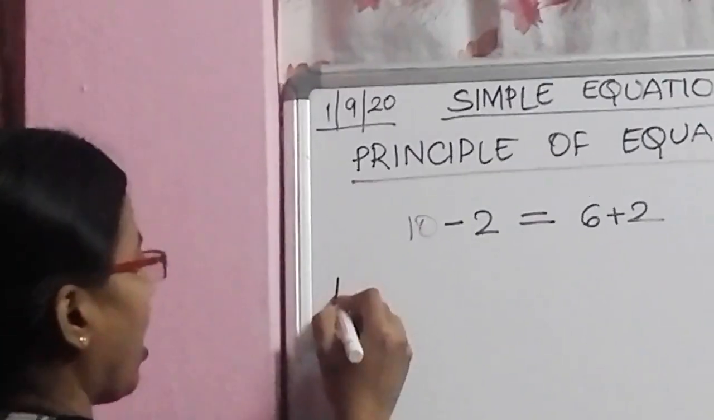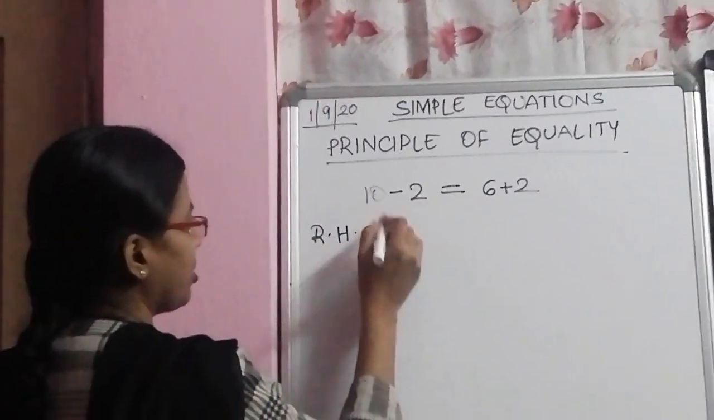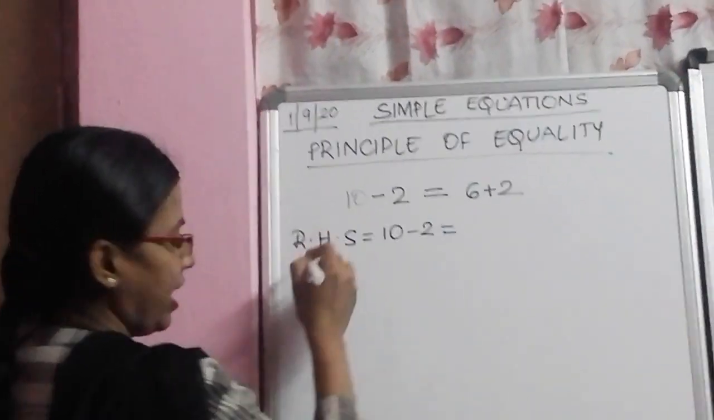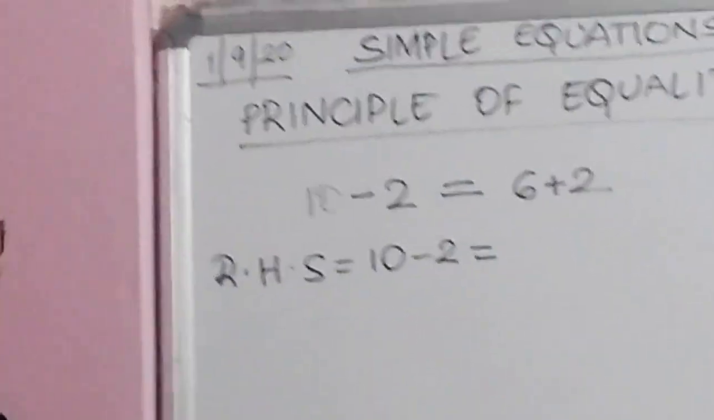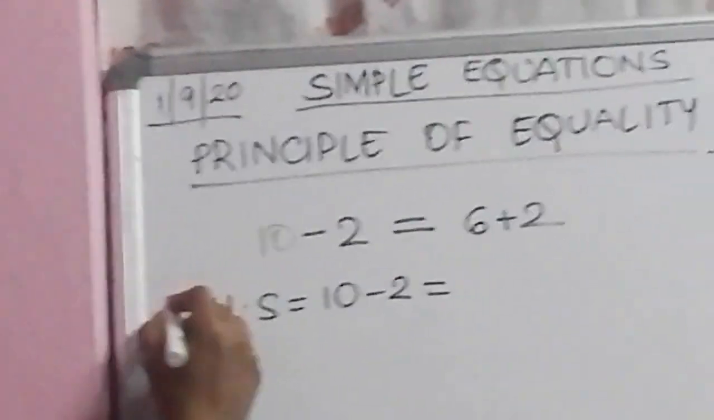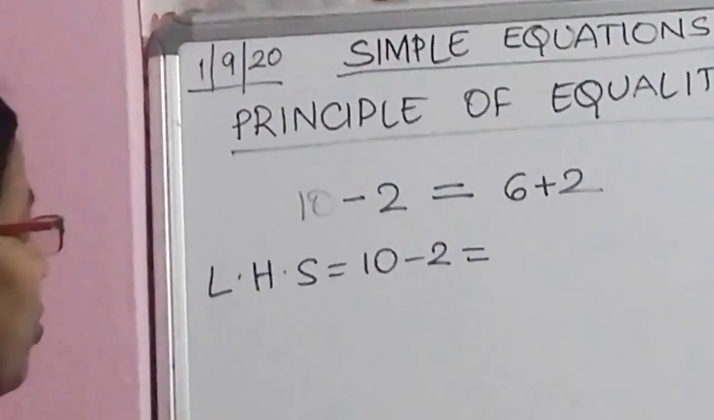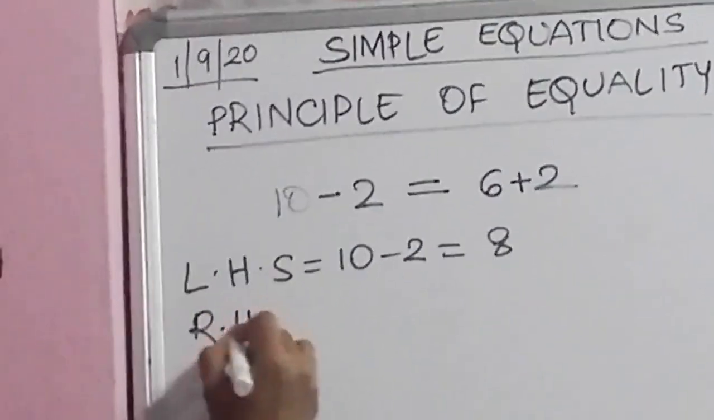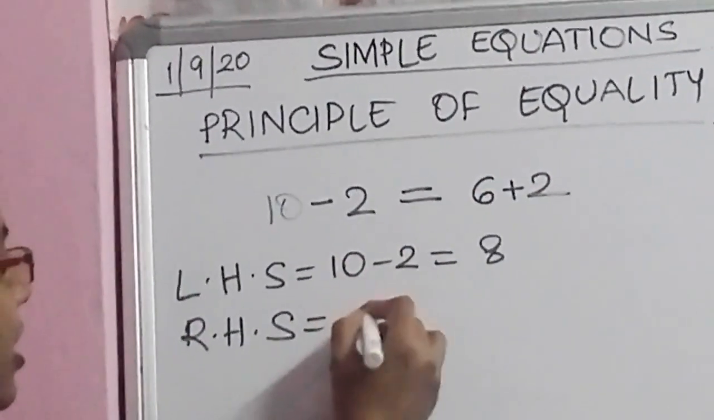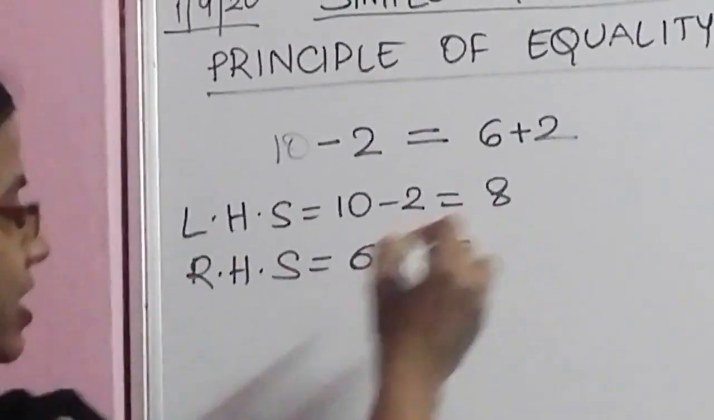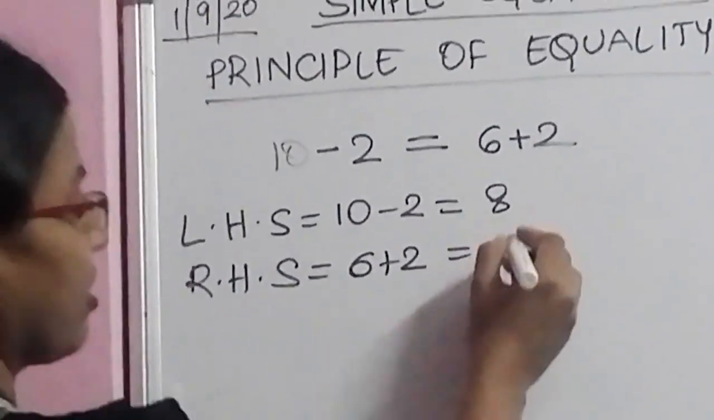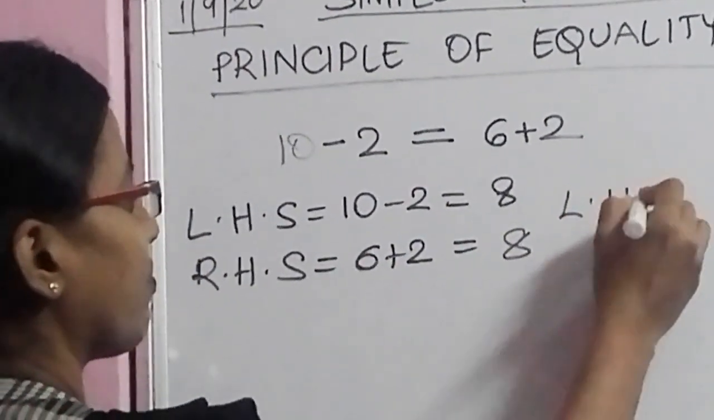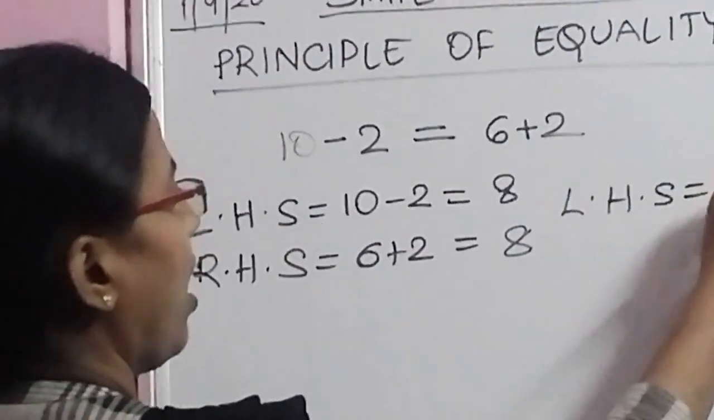Now let us check. What is RHS in this equality statement? 10 minus 2 is the LHS. LHS is 10 minus 2. 10 minus 2 is how much? It is 8. Now RHS is 6 plus 2. 6 plus 2 is how much? 8. So here we see that LHS is equal to RHS.